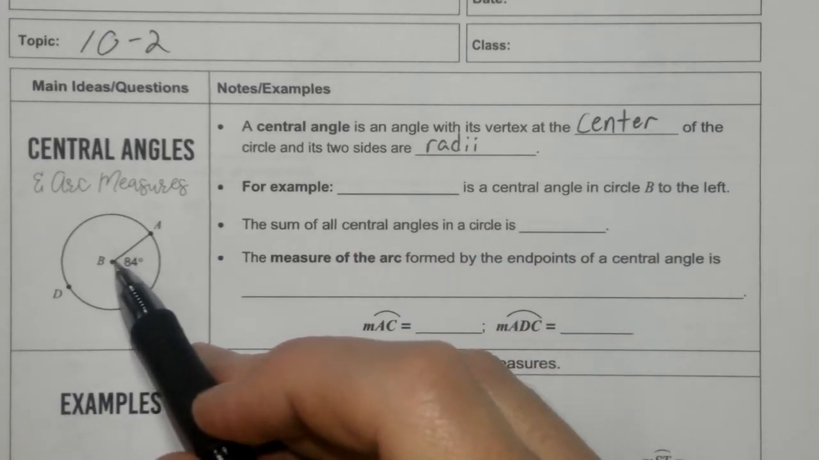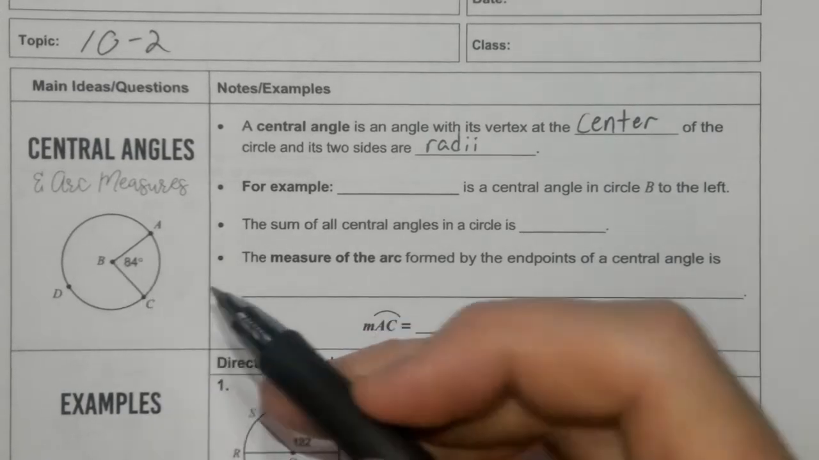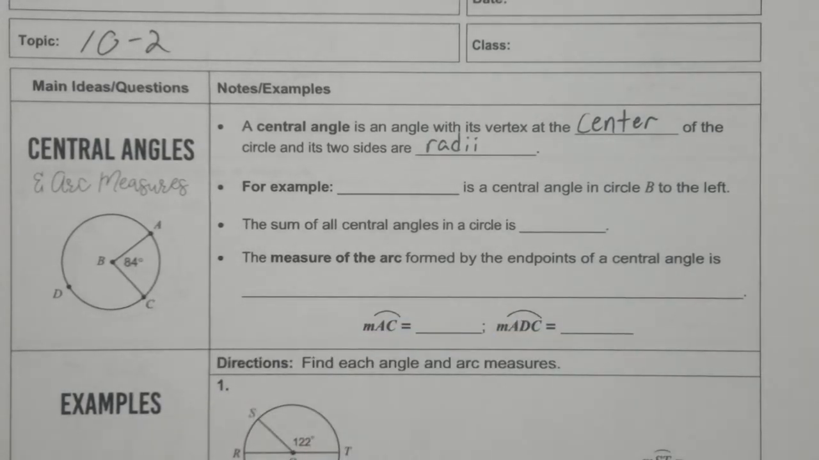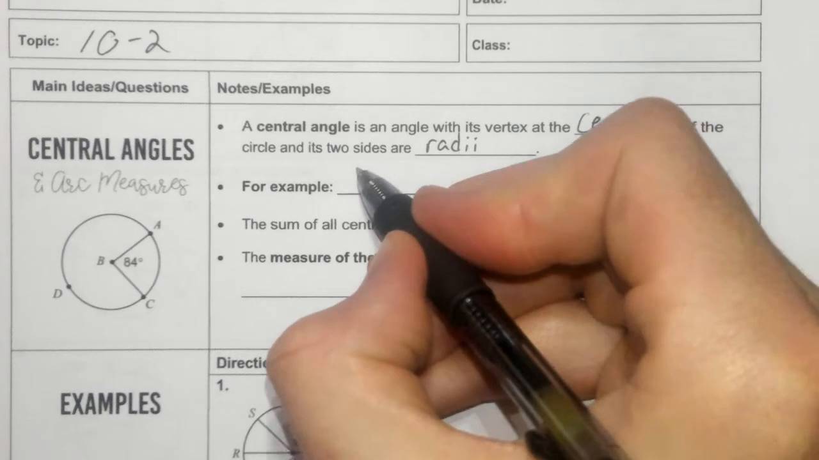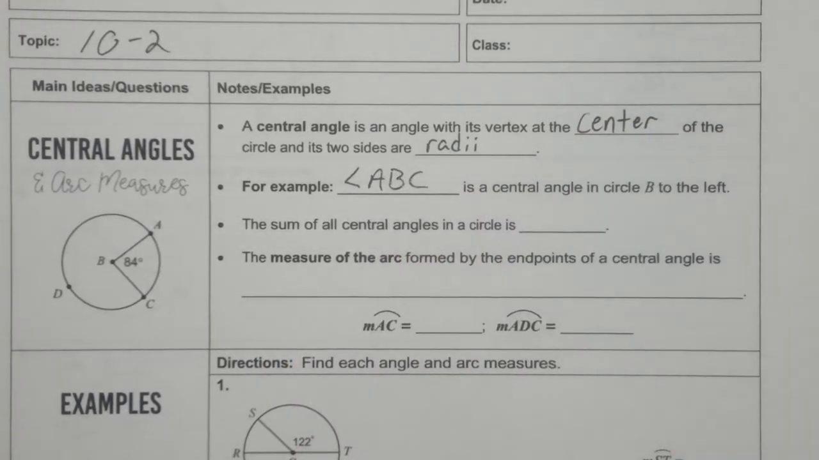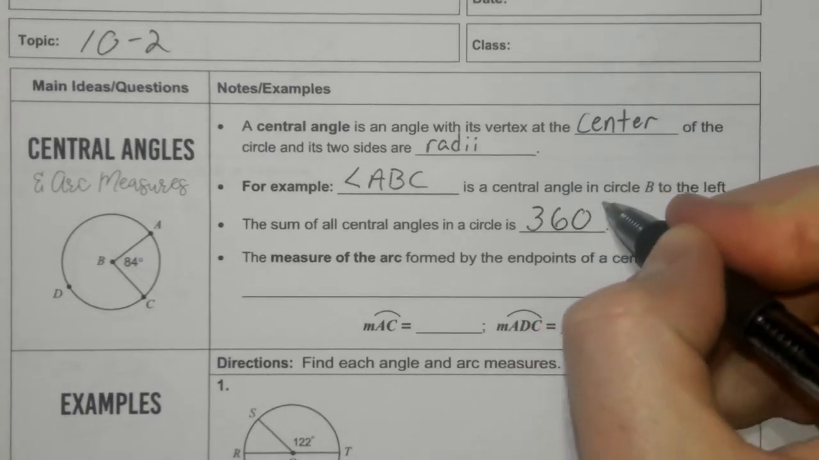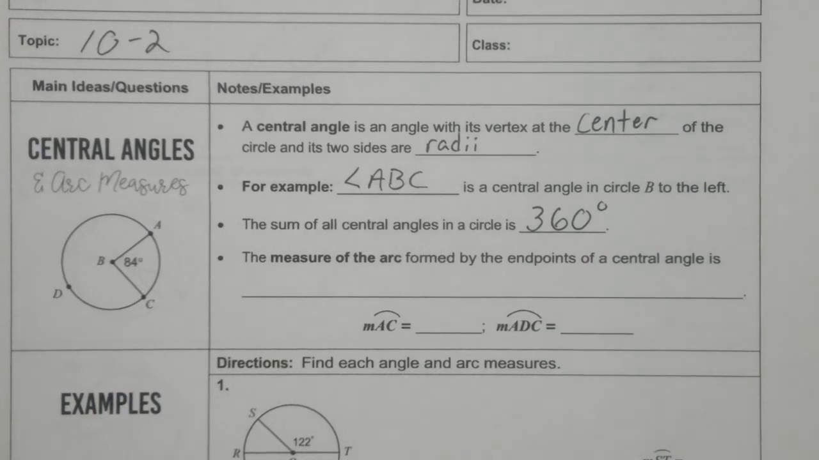So we have segment BA as one side, and segment BC as the other side of that angle, and they're both radii of the circle. To fill this in, angle ABC is a central angle in circle B to the left. We call it circle B because the center is B. The sum of all central angles in a circle is 360 degrees. You probably already knew that.